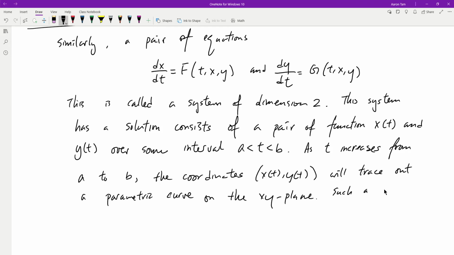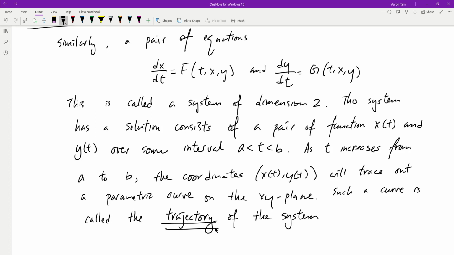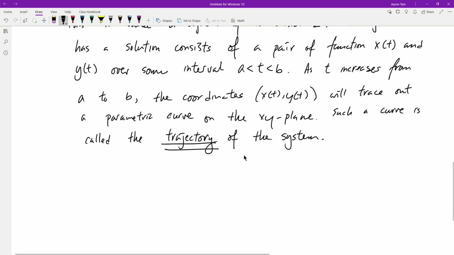Such a curve is called the trajectory of the system. And therefore the solution to a system of dimension 2 is basically a curve in R2. And so the important part is that I can actually now interpret the solution to this system as a vector valued function of t.